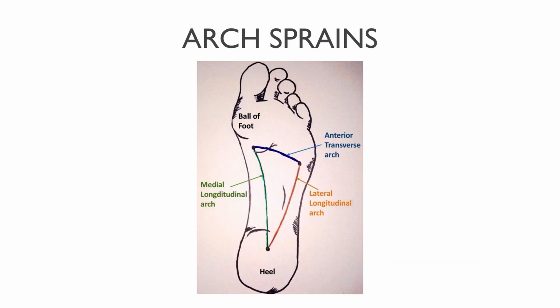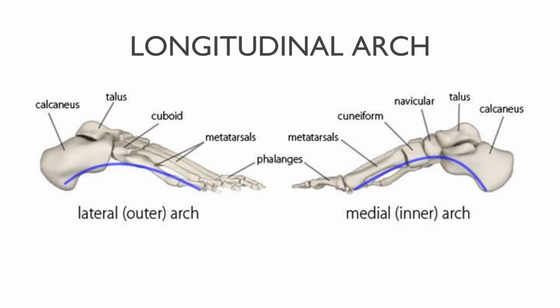Here's a visual representation of the different arches in the foot. The medial longitudinal arch runs along the inside of the foot, while the lateral longitudinal arch is on the outer side. The anterior transverse arch spans across the ball of the foot. These arches work together to provide support and flexibility, and any sprain or injury to these structures can lead to pain and altered gait.